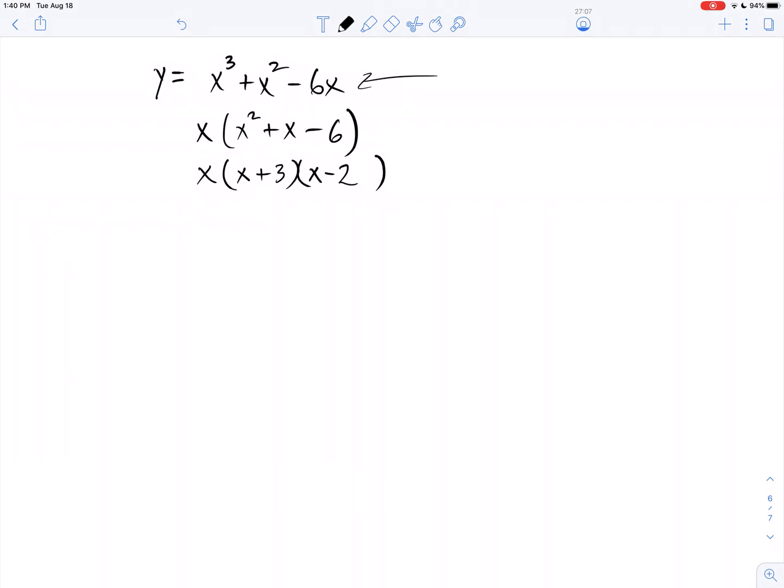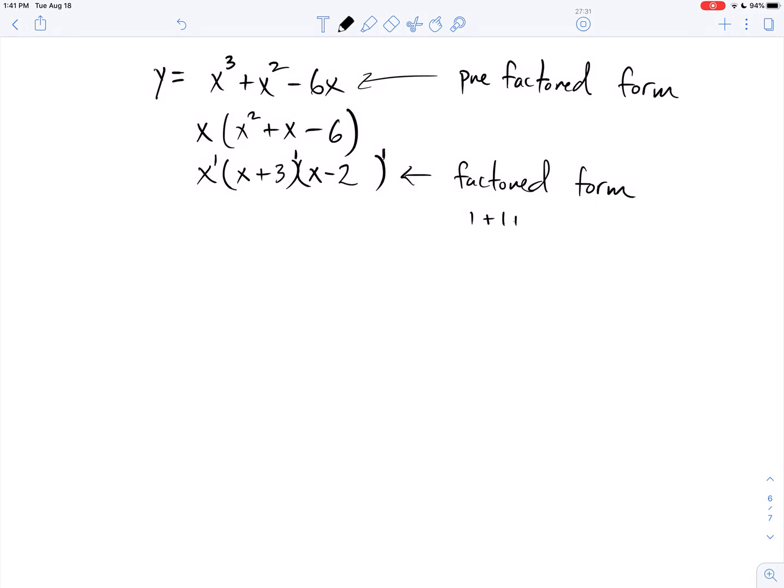Now, here we go. This right here is called pre-factored, because I didn't factor it yet. Pre-factored form. This is factored form. I already showed you that if I drew in the ones and I add them all up, 1 plus 1 plus 1 equals 3, this thing would be degree 3. If something is already factored, that's how we find its degree.